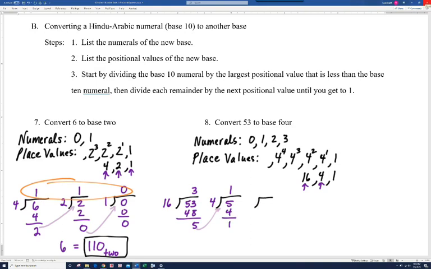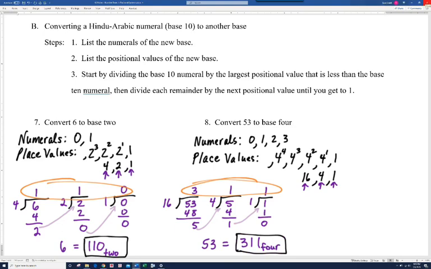So we'll move our remainder to be the next dividend again, and we're always dividing by our positional value, which will be 1 next. 1 goes into 1 one time. 1 times 1 is 1, and when we subtract, we get 0. And so hopefully you were able to do this one. You should get 311. So 53 is 311 base 4.